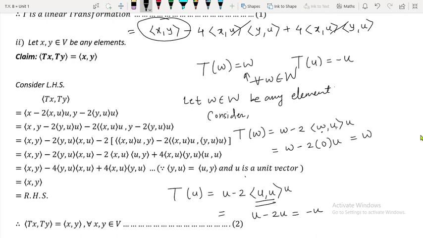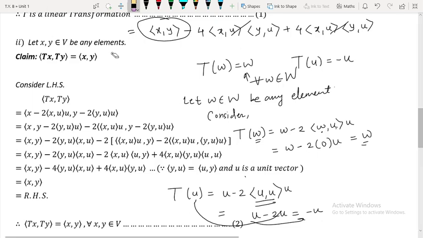Now try to understand what is the meaning of it. The meaning is, under a reflection map, elements of W are mapped to elements of W. This is the meaning. And the vectors that are orthogonal to W, in fact the unit vectors that are orthogonal to W, are mapped to what? The negative of them, in the sense u is mapped to what? Minus u. This is the meaning. So that's all about this theory question.